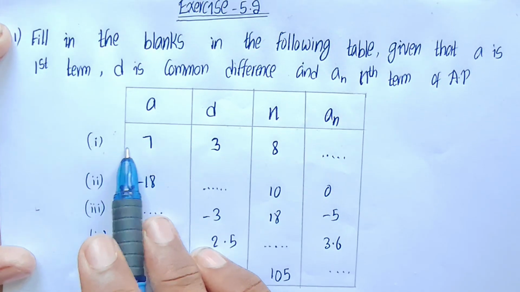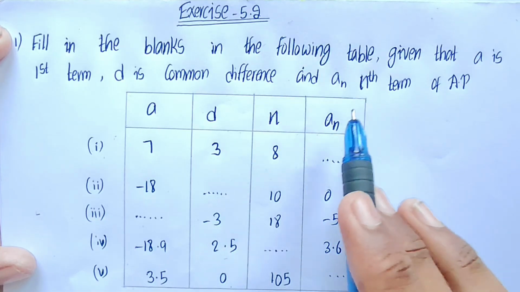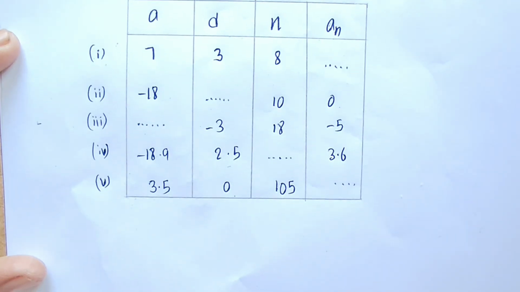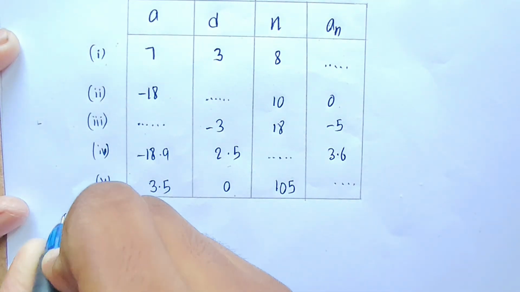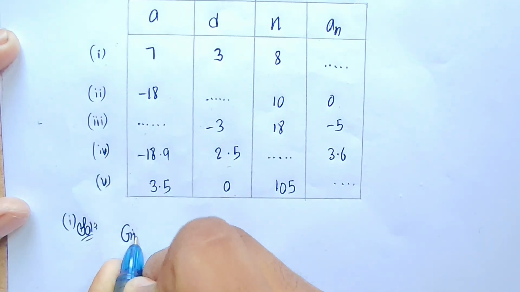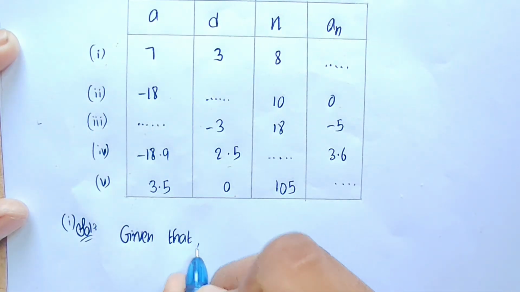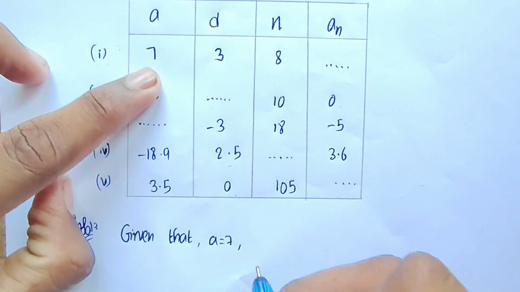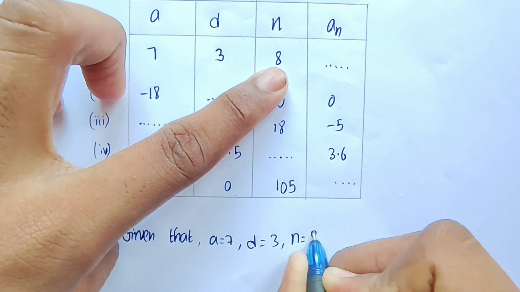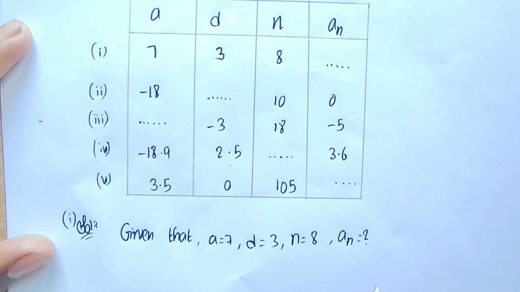In the first problem, he gave the value of a is 7, the value of d is 3, and the value of n is 8, and he asked to find the value of a_n. So I am writing here the first one. Let us solve it. Given that a equals 7, d equals 3, n equals 8, and he asked to find a_n.